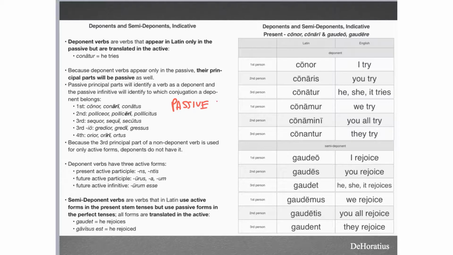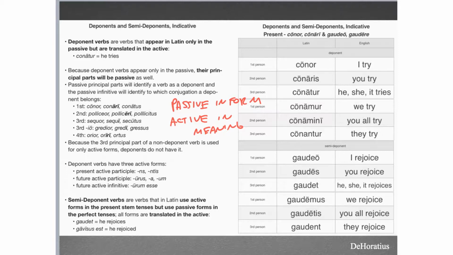And what that's going to mean is they're going to have passive endings. They're going to look passive, but they're going to be translated actively. So this is largely a vocab issue, meaning you've got to be able to identify which verbs are deponents. The good news is that most of them won't be able to be translated in the passive. They won't make sense as passive verbs. We've got to be able to recognize verbs that are deponents, and then just translate them. Remember to translate them in the active, even though they look passive.